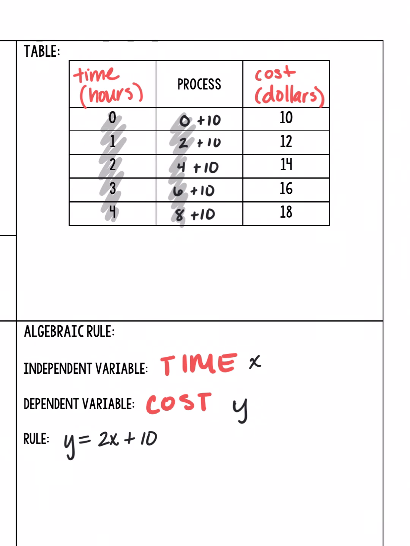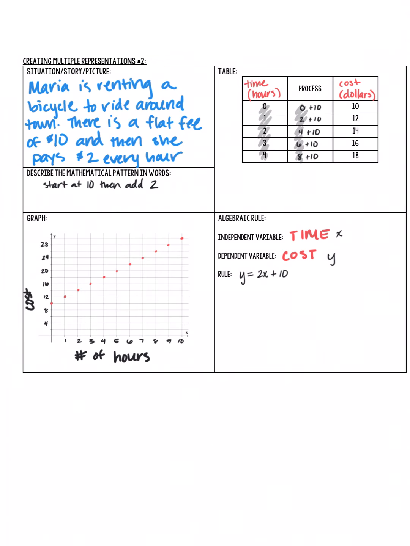So this rule now represents any cost for any number of hours. Although all of these representations look different, they all still represent the same scenario or situation, and they all still give me important information. I can see that here I'm starting at 10 and I'm going up by $2 every hour. Same thing here, I'm starting at 10 and going up by $2 every hour. Even our equation, a linear equation, we're starting at 10 and we're adding 2 times every hour.